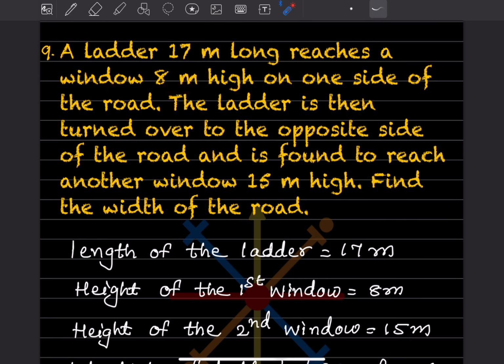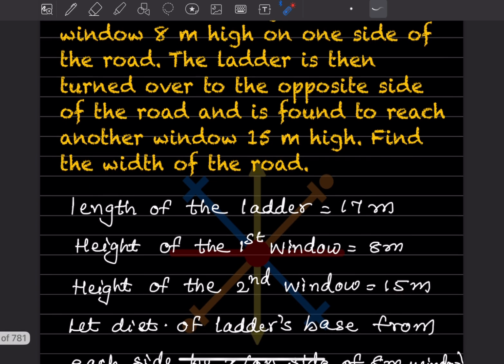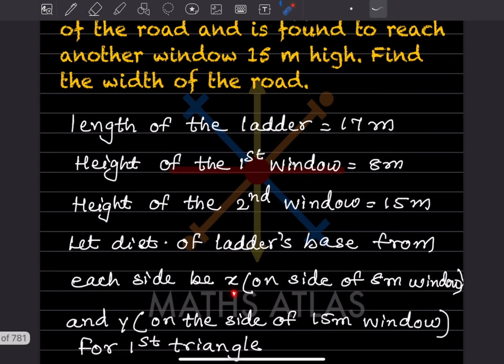So the height of the first window is given as 8 meter. The height of the second window, found by reaching another window, is 15 meter high. So what we can say is, the distance of the ladder's base from each side, we can consider this as x on one side of the 8 meter window, and y on the other side of the 15 meter window.